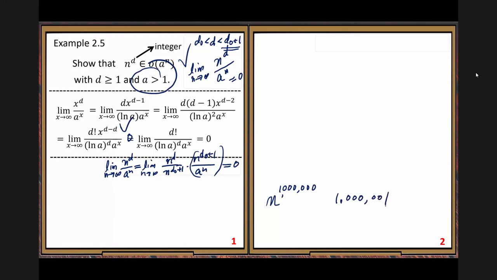1.0000001. This small. Very close to 1, right? Only a tiny bit larger than 1, and we raise it to the nth power. Now I ask you, which function eventually grows faster?